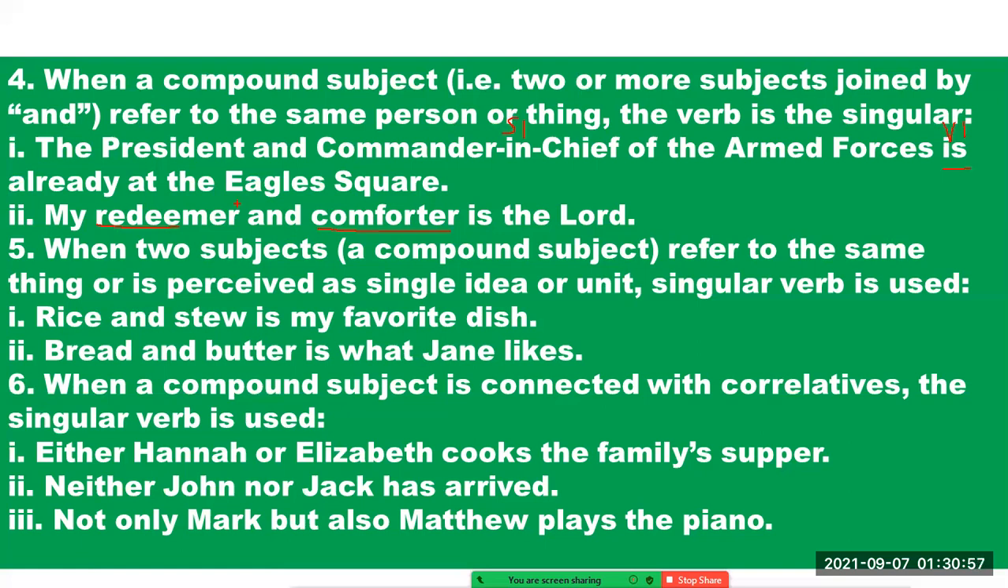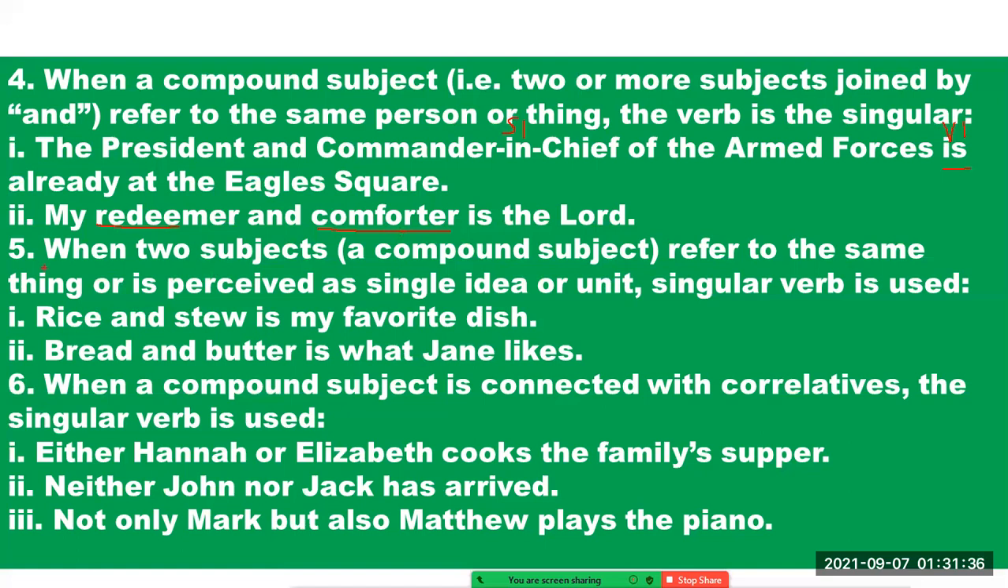And so when we are talking about my Redeemer and my Comforter, and we know that these two things refer to one person, then of course we know that we are not talking about two persons. It is just one person. If my Redeemer were different and my Comforter different, then we would be talking about two persons. So that is the semantic aspect of the rule of Concord, which you need to understand.